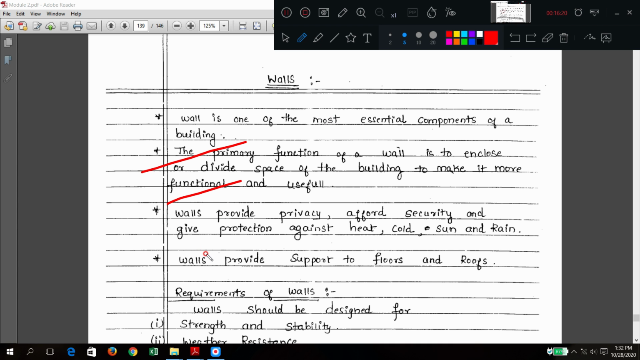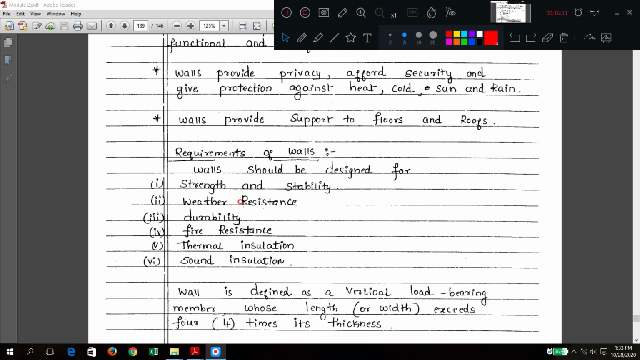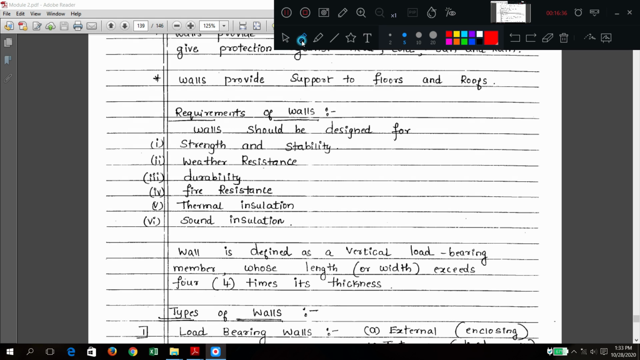They provide privacy, security, and protect from heat, cold, sun and rain. What are the requirements for walls? If you want to construct a wall, what are the necessary characteristics? They should be strong and stable. First point. Second, they should be weather resistant. They should be durable. They should have sufficient fire resistance. They should give thermal insulation. They should give sound insulation.